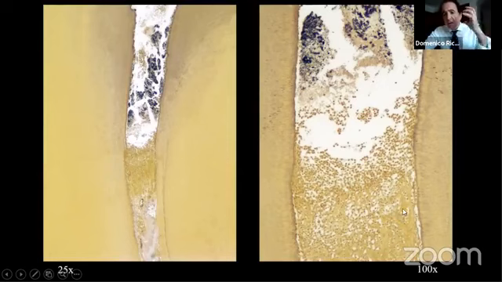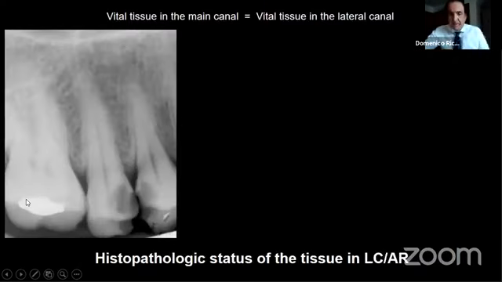Now let's imagine you have a lateral canal originating from the main canal. What is the status of the tissue in the lateral canal? Well, it reflects the condition of the tissue in the main canal. So if you have necrosis in the main canal, you will have necrosis in the lateral canal. If the canal originates in an area where there is inflammation, there will be inflammation. If it originates where there is vital tissue, you will have vital tissue. But remember that the circulation for the lateral canals originates from the periodontal ligament. So the blood comes from outside to inside.